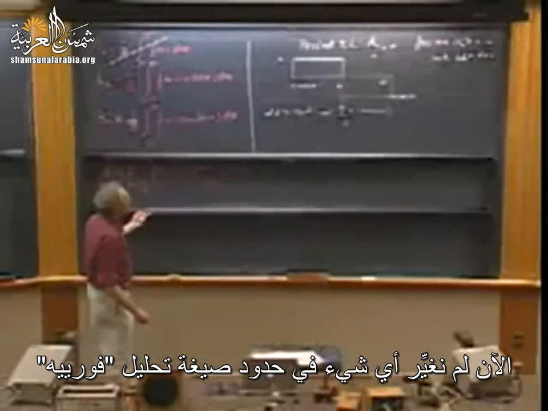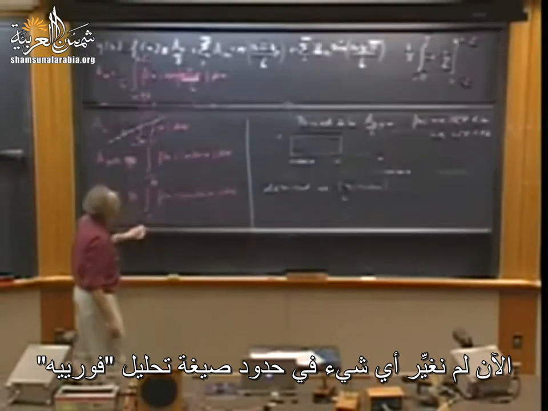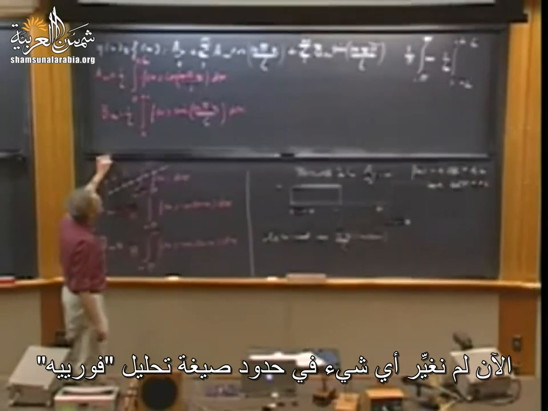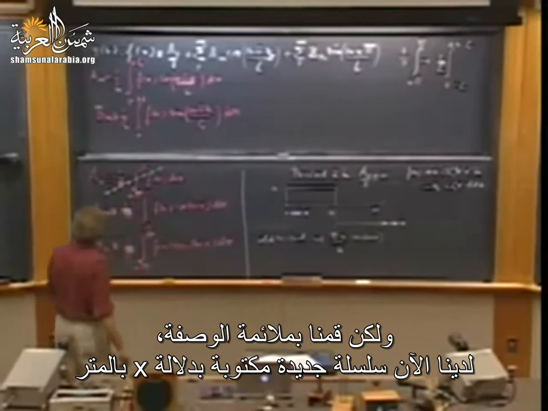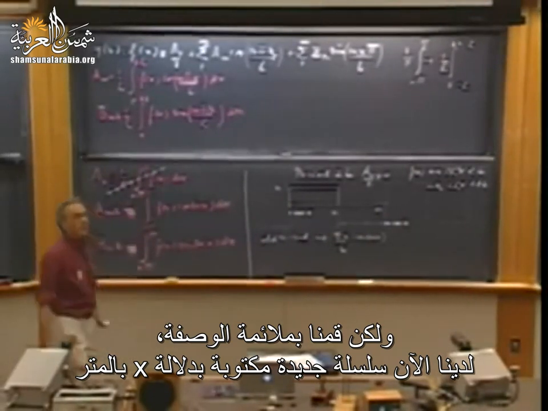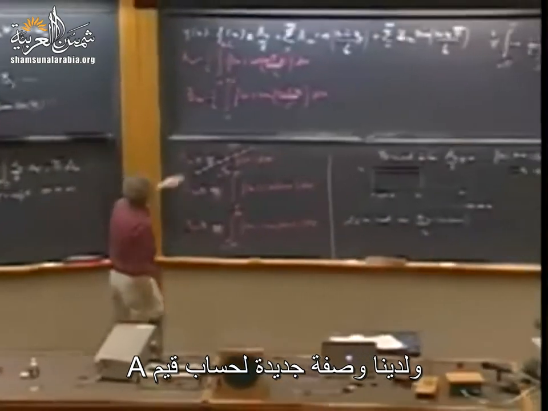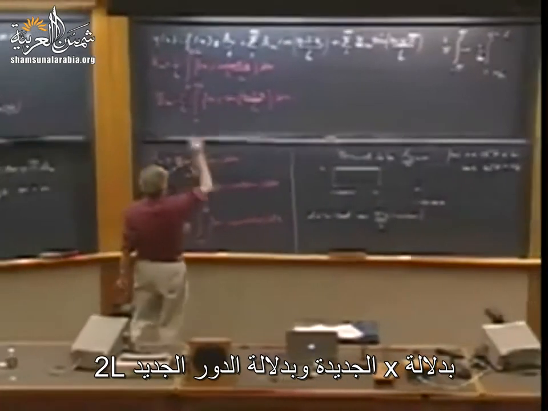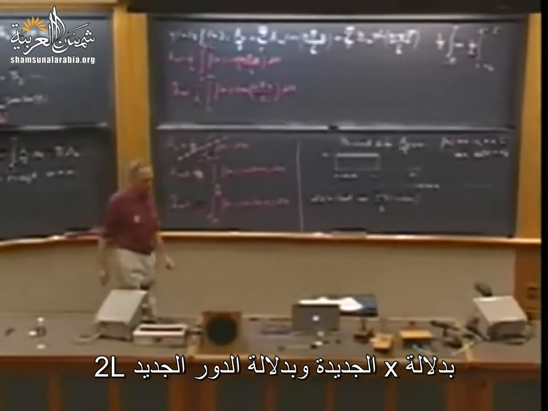And so now, we have not changed anything in terms of the formalism of Fourier analysis, but we have adapted the recipe. So we now have a new series written in terms of our new x, and we have the new recipe to calculate the a values in terms of our new x and in terms of the new period, which is now 2L.